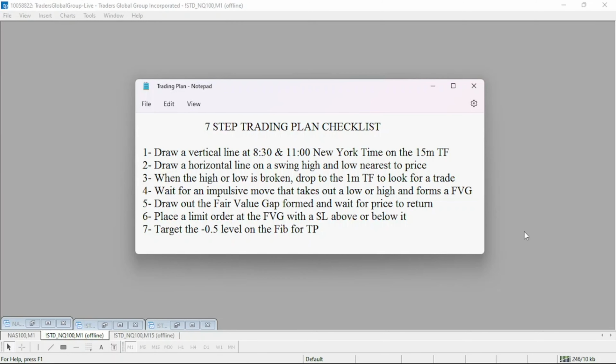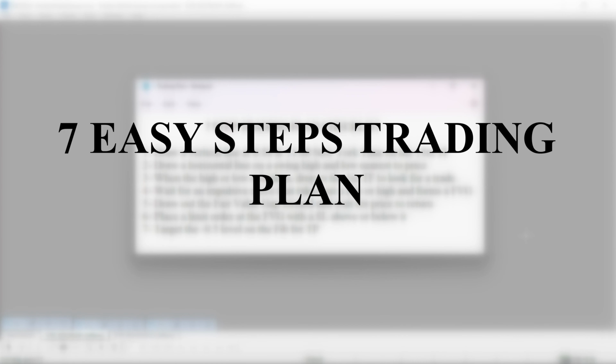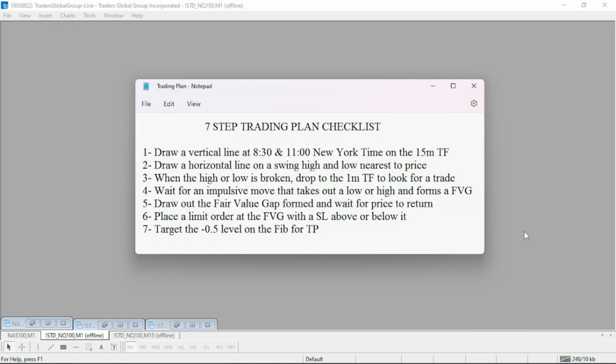After backtesting ICT 2022 mentorship for more than 3 months and seeing the insane results, I finally came out with this 7 easy step trading plan. Step 1. Draw a vertical line at 8:30 and 11 New York Standard Time on the 15-minute time frame.